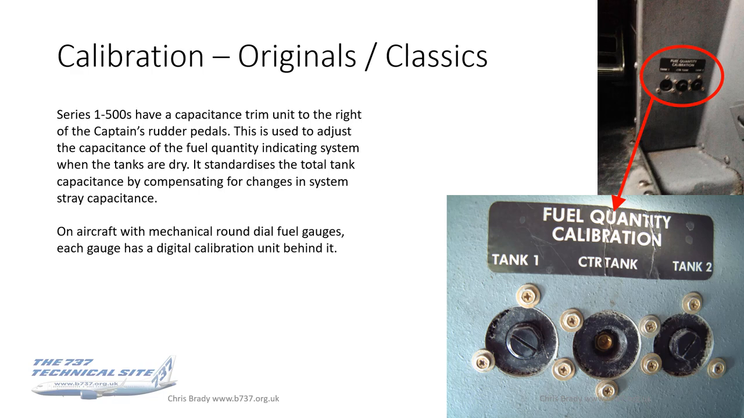Anyway, these are used to adjust the capacitance of the indication system, but it's only done when the tanks are dry. This is when the aircraft's out on heavy maintenance, which really only occurs probably every 7 years or so. So you get one shot every not very often to calibrate the fuel tanks, and then leave the calibration mechanism just by the pilots. Don't, for heaven's sake, if you're flying a classic, tamper with these things. Otherwise, you'll never get a good fuel reading again.